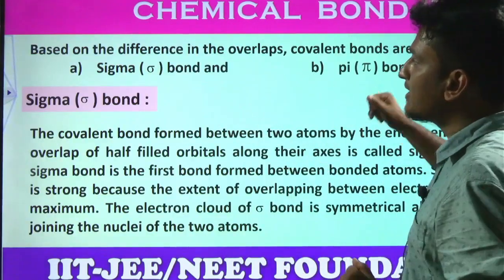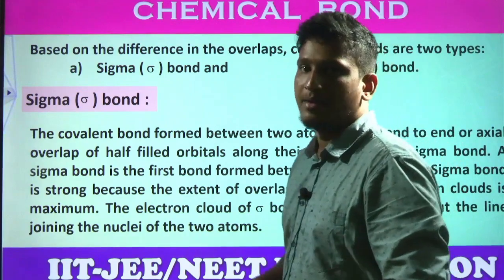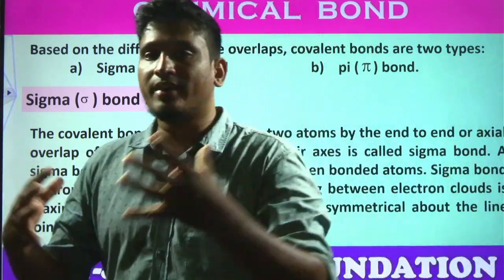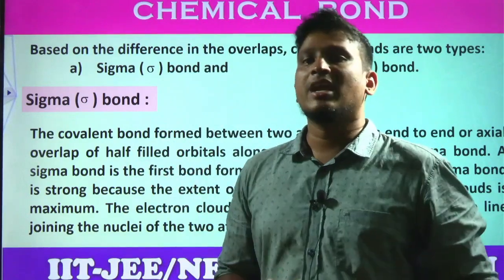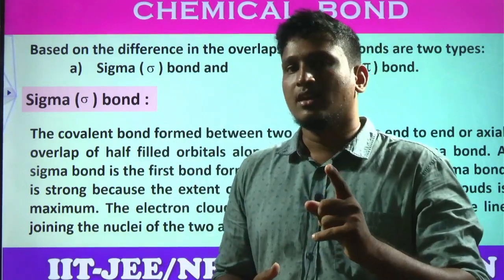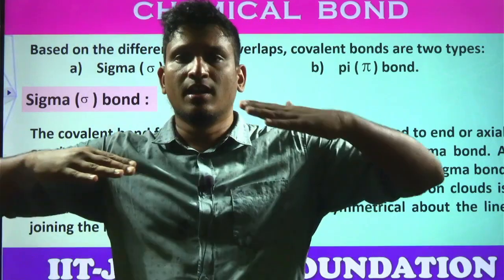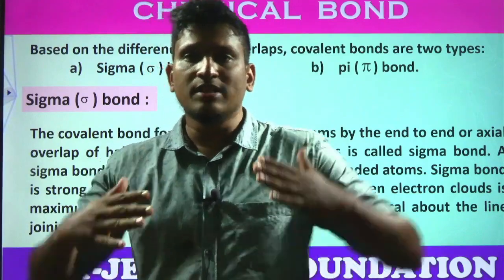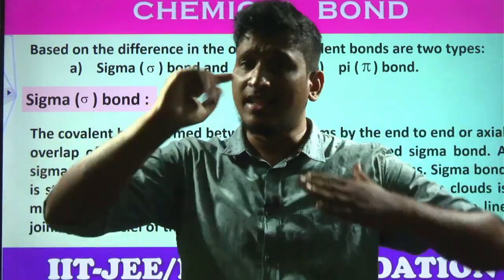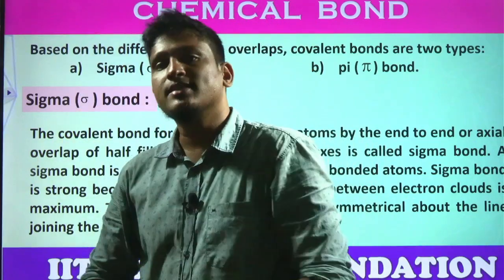So next, based on the difference in the overlaps, covalent bonds are of 2 types, sigma bond and pi bond. I said now all these undergo overlapping. Then what is the overlapping? How do they undergo overlapping? Mainly these overlappings are of 2 types, students. One is end-to-end overlapping, the other is sidewise overlapping. If orbitals meet end-to-end, then that is called a sigma bond. If the orbitals meet sidewise, then that is called a pi bond.